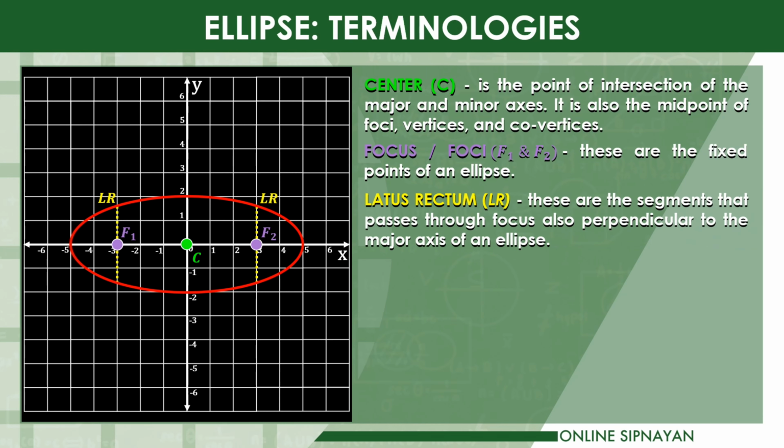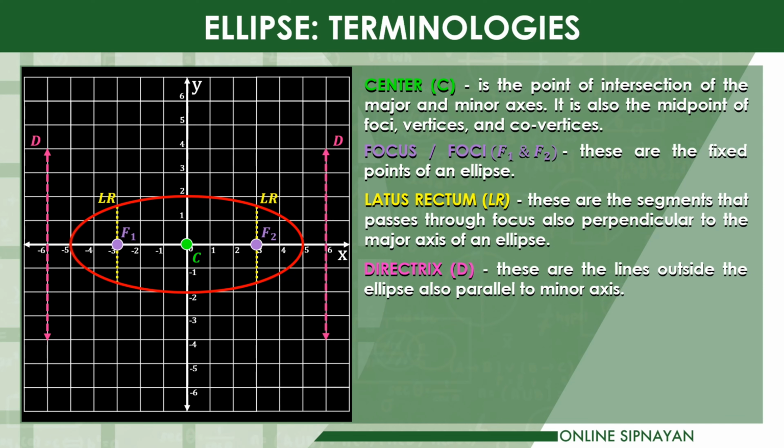Then we have latus rectum. Latus rectum are the segments that pass through the focus and are also perpendicular to the major axis of an ellipse. Then we have the directrix. Directrix are the lines outside the ellipse that are also parallel to the minor axis.